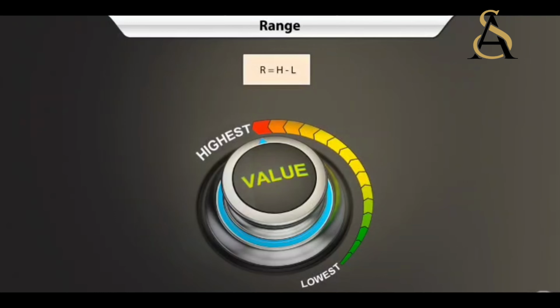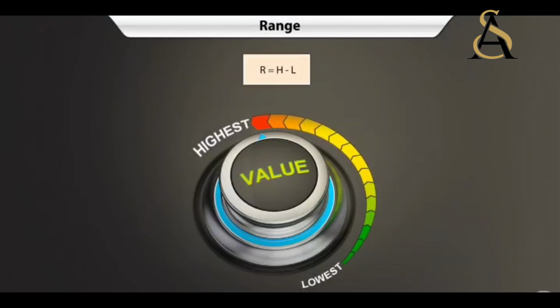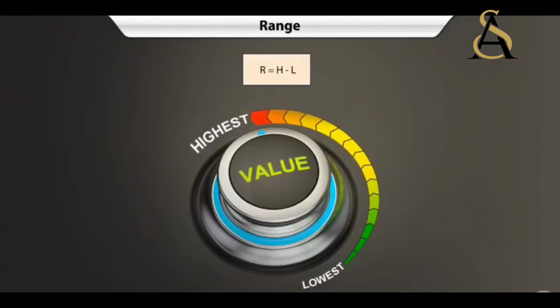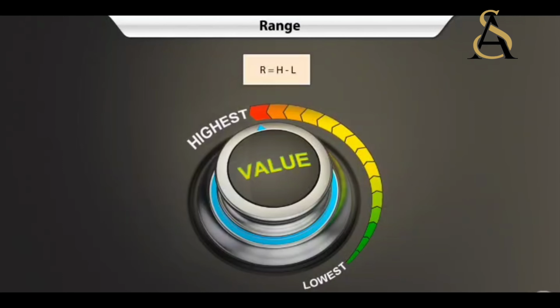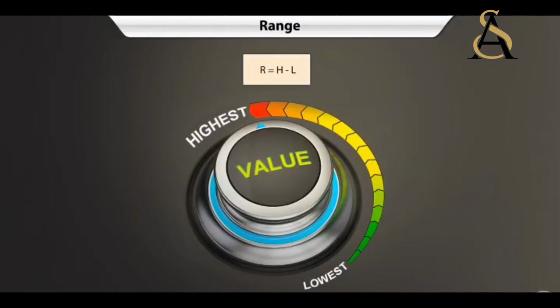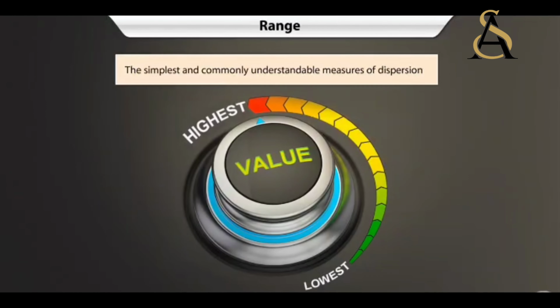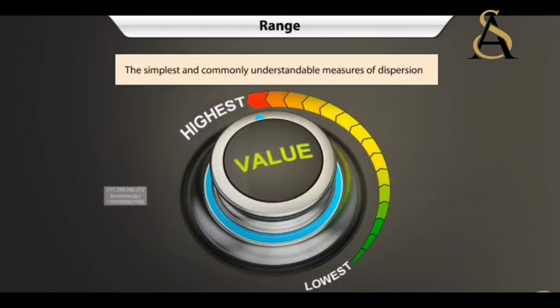In equation form, it can be put as range, which is R, is equal to highest value H observed in the series of data minus lowest value L observed in the series of data, or R is equal to H minus L. It is one of the simplest and commonly understandable measures of dispersion.